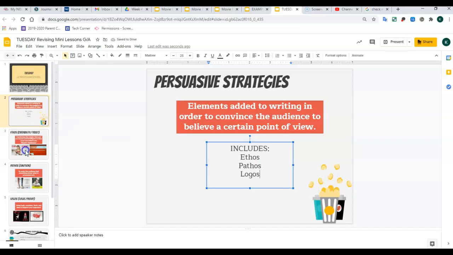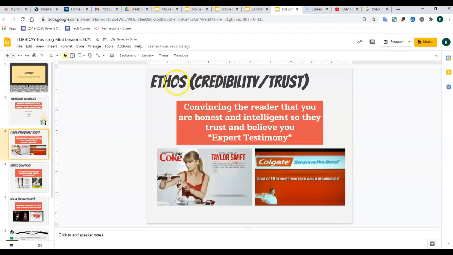Okay, so ethos. Ethos is credibility and trust. So you're going to convince the reader that you're honest and you're intelligent, so they trust and believe you. So it's like expert testimony. So Taylor Swift. We believe that Taylor Swift is generally a good person. We love her music. So she says, hey, Diet Coke is delicious. We're going to drink Diet Coke. Maybe for some people, it might not work for some of you, and that's okay.